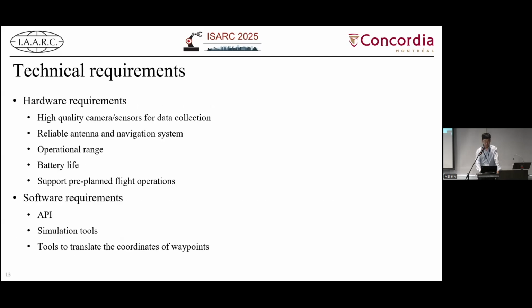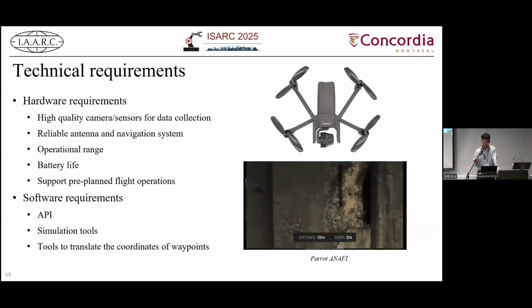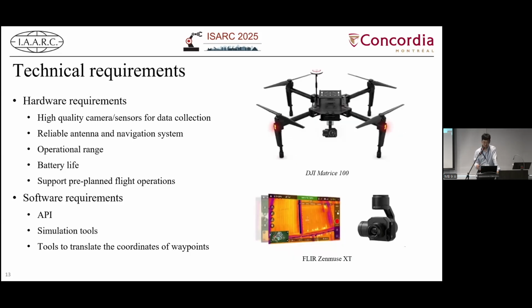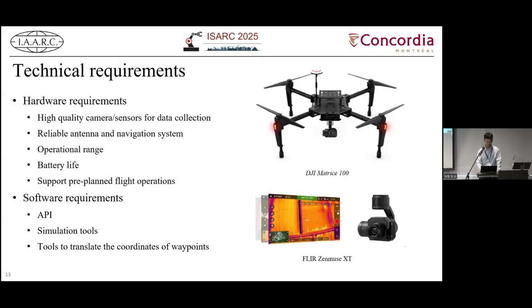Talking about the technical requirements, first are some hardware requirements, like the camera quality and specification. Usually we use a UAV with a 4K camera. In most cases it will be sufficient to capture details from the construction site. However, in some special cases, we may want a camera with high zooming capability, or a special camera for inspection, like an infrared camera. We also want a reliable antenna and navigation system.